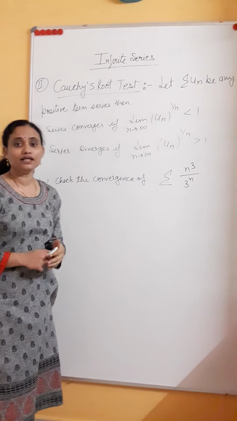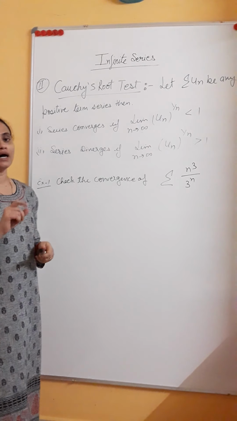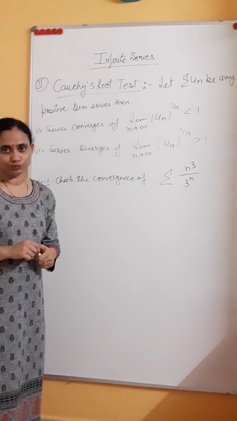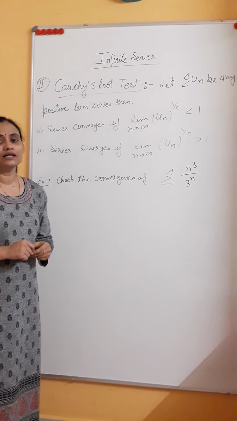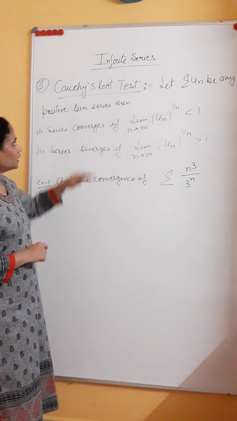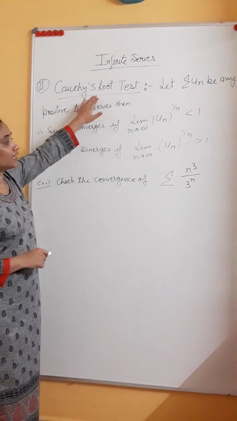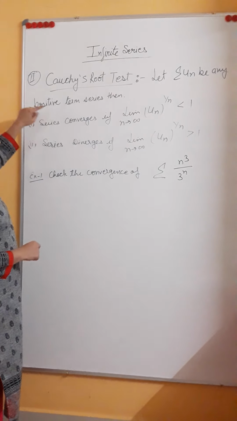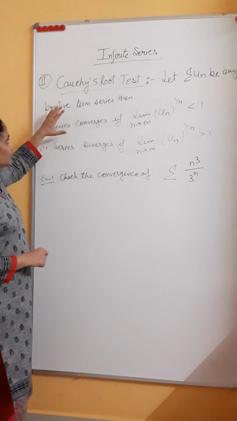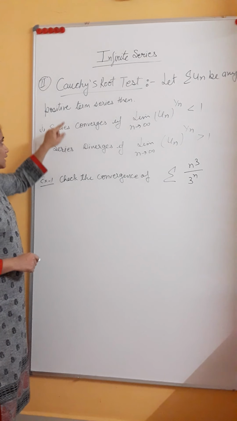Whenever we have to find a square root, what we do? x power 1 by 2. Square root means power 1 by 2. Cube root means power 1 by 3. So here we take the nth root. That is why this is named the root test, and since Cauchy has given this, it is named Cauchy's root test.